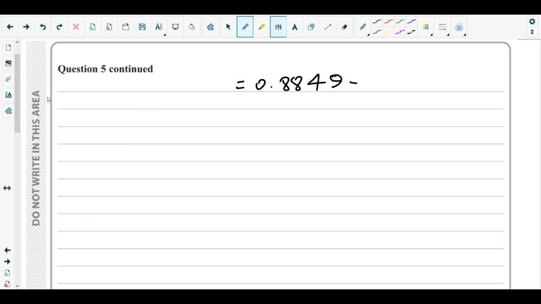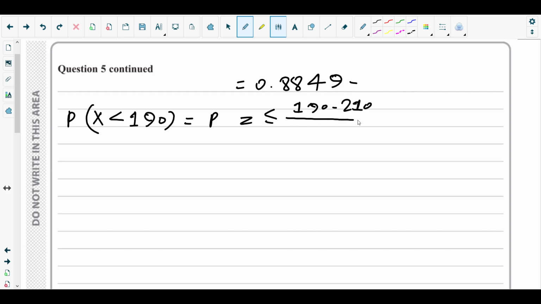That would be the probability of X less than 190. We standardize: Z less than or equal to 190 minus 210, over 25, the standard deviation. So this is negative 20 over 25, which is negative 4 over 5. So what would that probability be?